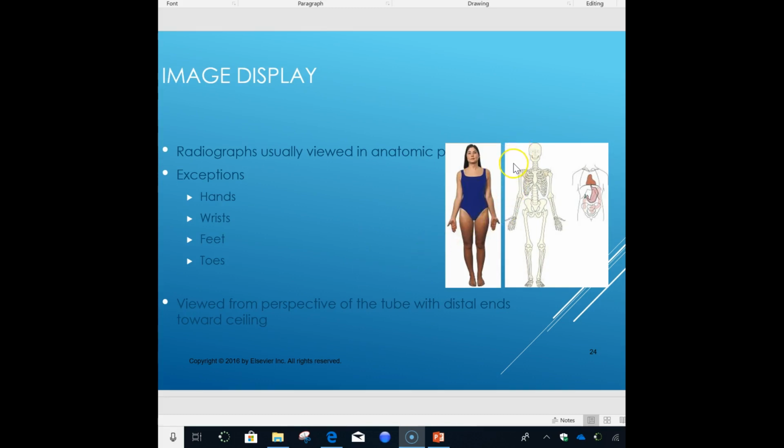And we went over anatomical position. It's facing forward with the hands, with the palms outward.